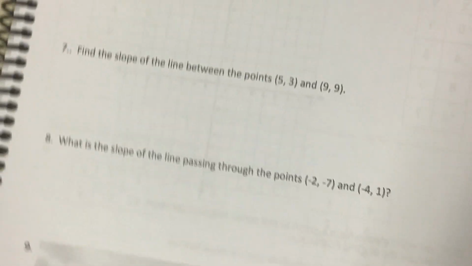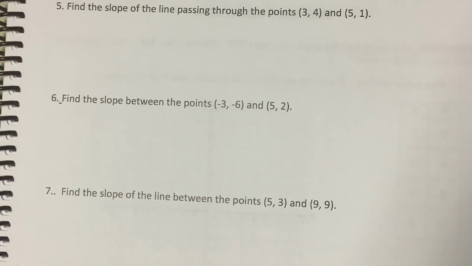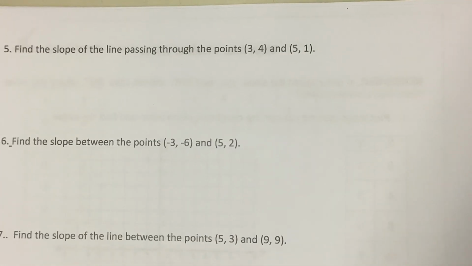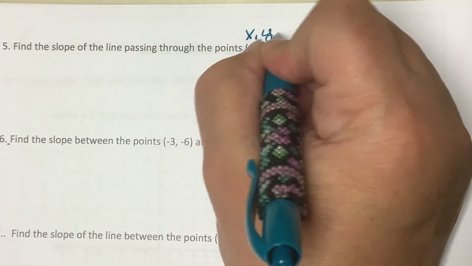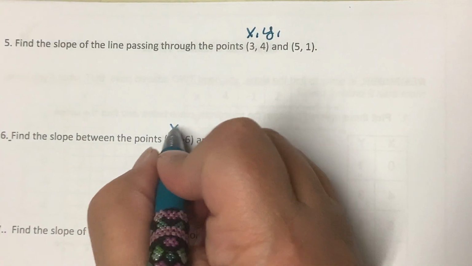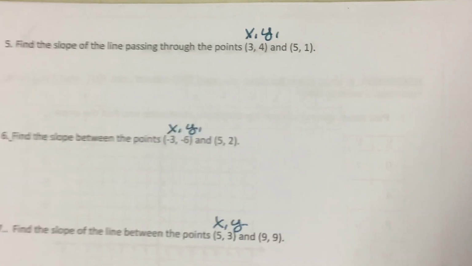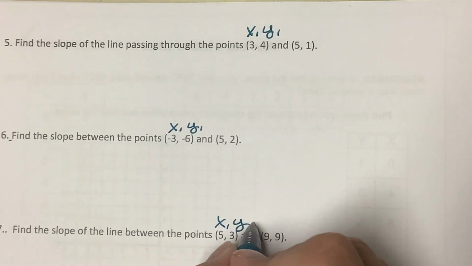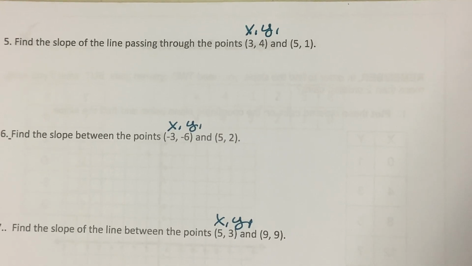All right. Ooh, lots of problems. Lots and lots of problems. All right. Love it. Here we go. Find the slope of the line that's passing through those points. Here we go. x1 and y1. x1, y1. I'm going to do that for all of them. Yes, I am. I labeled it every single time. Why? Because if I don't, I will make a mess.